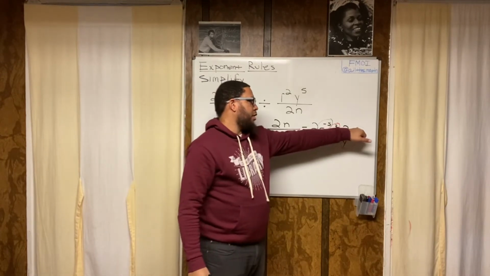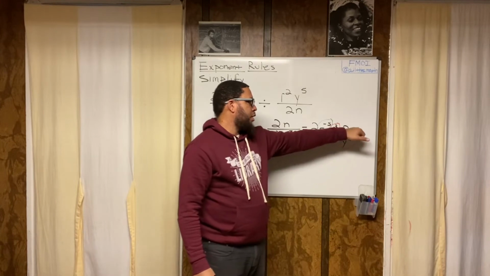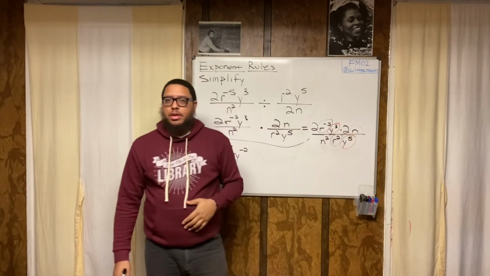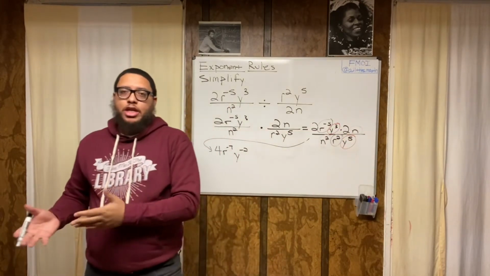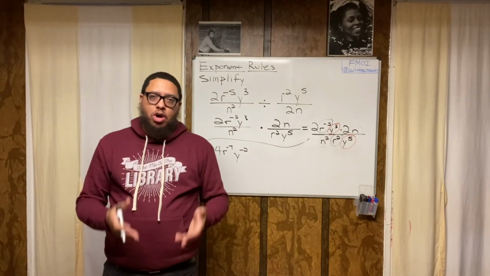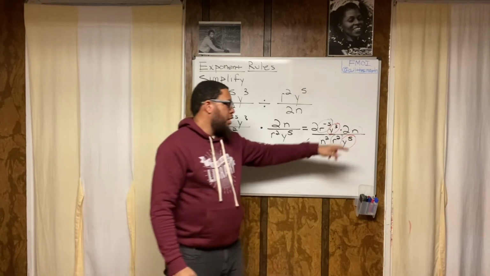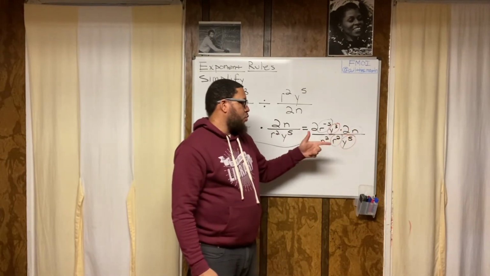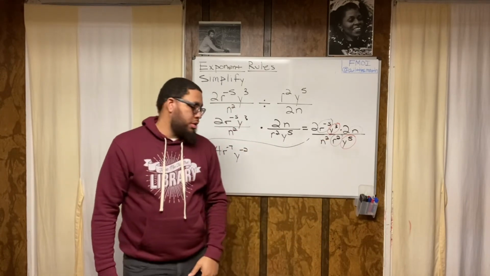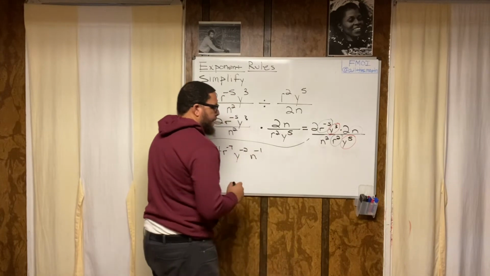Then I deal with the n. I got n divided by n squared. So n doesn't have an exponent written, but whenever there's no exponent written, we know that the exponent is a +1. Always remember that. If you don't see an exponent written, just know it's a +1. So that's +1 minus 2. 1 minus 2 is -1. So now we got n to the -1.